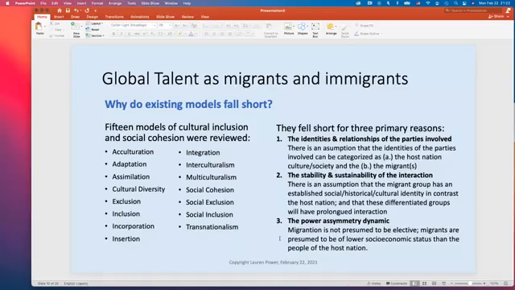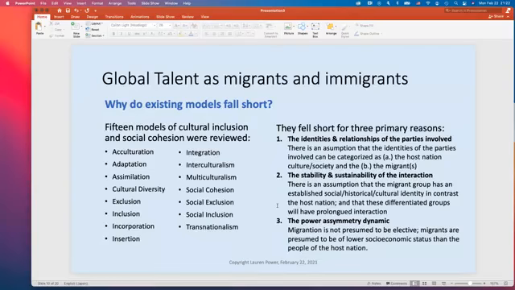In addition, there is the stability and sustainability of the interaction. Most of these integration models presume a sustained interaction and a stability of community to a certain degree. But expatriate societies are highly mobile, highly volatile. People are always coming and going and transient. And yet, they're able to form a certain degree of social cohesion. So this is also disrupting these narratives.